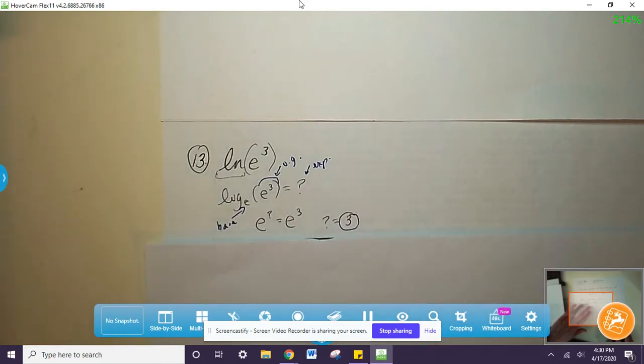This should look similar to number 8 from our work earlier today. When we did number 8, we used a base of 3 instead, and here we're using a base of e, which always looks a little more confusing.